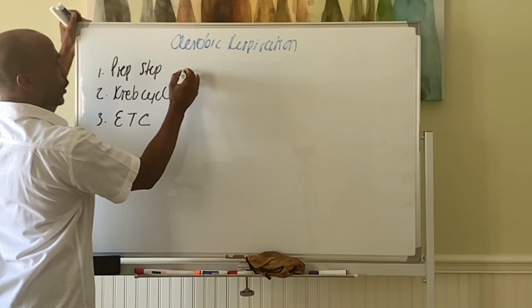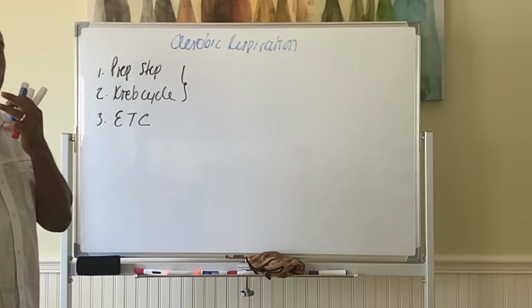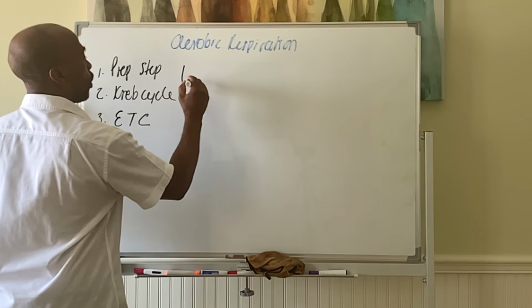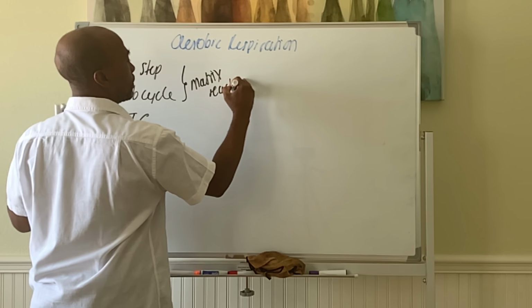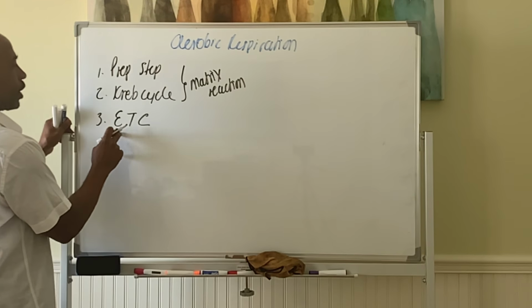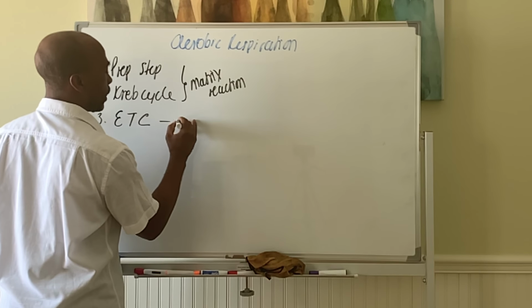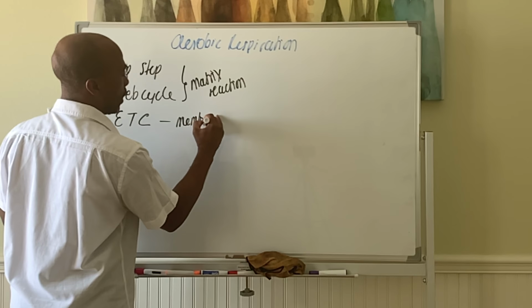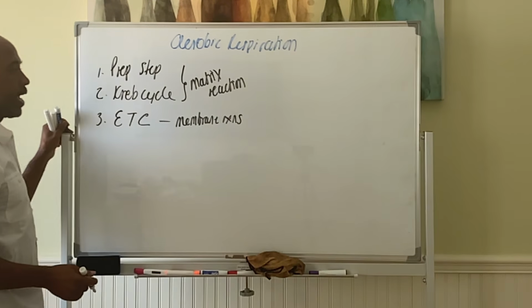These 2 steps here occur in the matrix of the mitochondria. So they're called your matrix reactions. And this one occurs in the membrane. So it's called the membranous reactions or membrane reactions of the aerobic respiration.